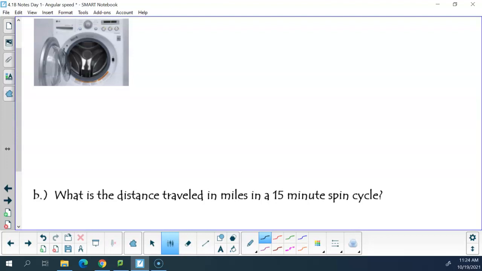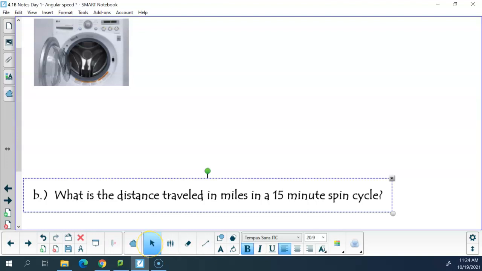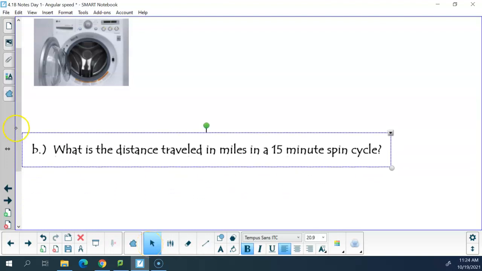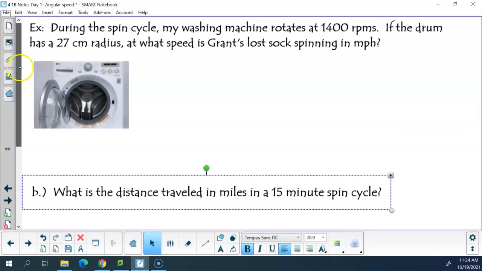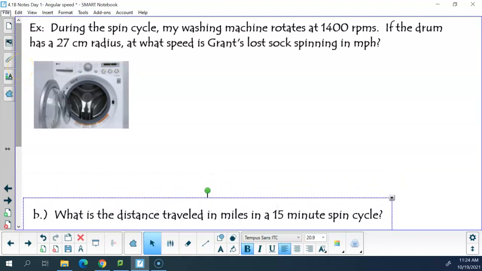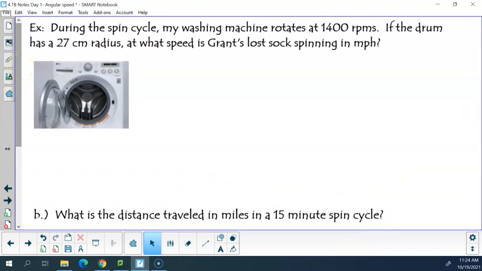I'll move this up here just a little bit. What is the distance that it traveled in miles during the 15-minute spin cycle? Go. Wait, what? I'm listening.